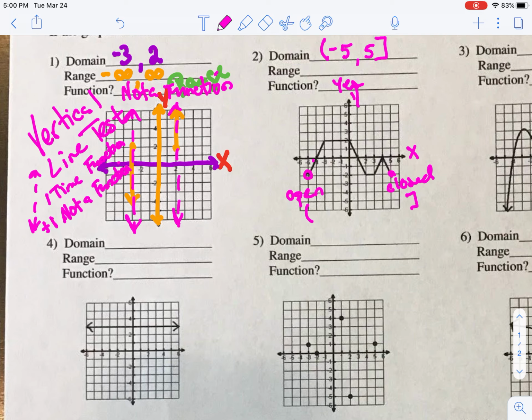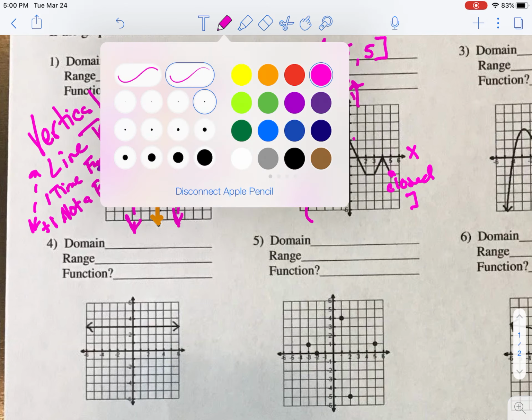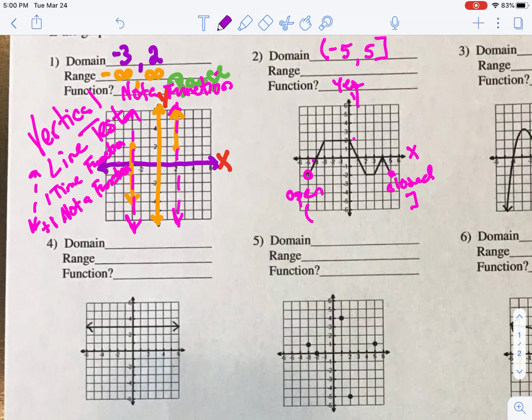So we want to go from the highest y value to the lowest y value. So if we're looking at that, highest y value, right here, +2. Lowest y value would be right here at -2. That right there is your range.